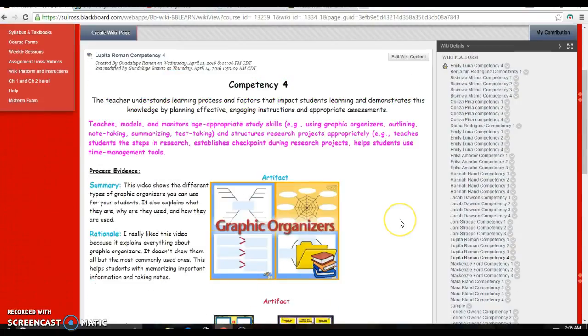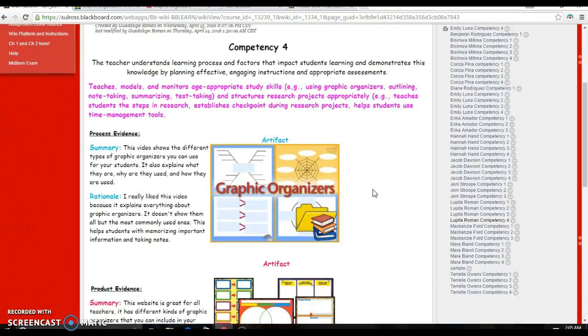So that's basically everything that covers Competency 4, and that's about it, guys.